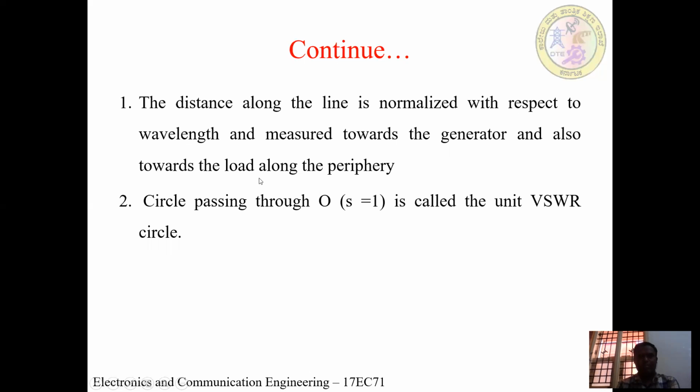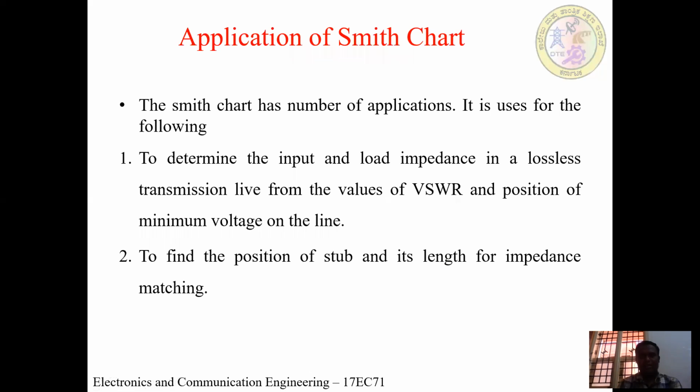The circle passing through O, the center, where S is equal to 1, is called the unit VSWR circle. This is very important. So these are some basic parts of the Smith chart, which you derived from those two equations which represent the equations of the circle.